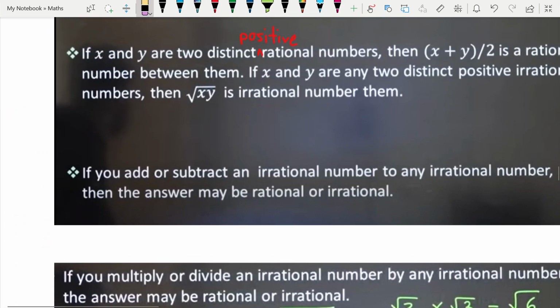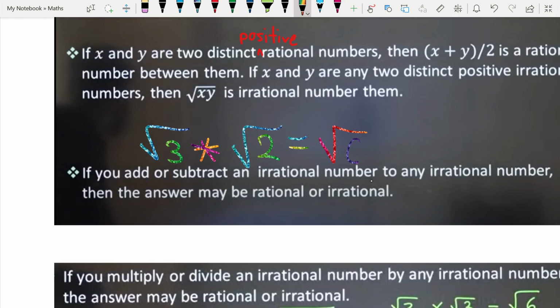Also, if you've got root 3 times root 2, you'd get root 6, I think. Alright, never mind that. Let's move on.